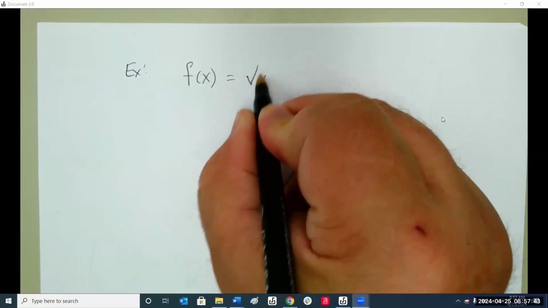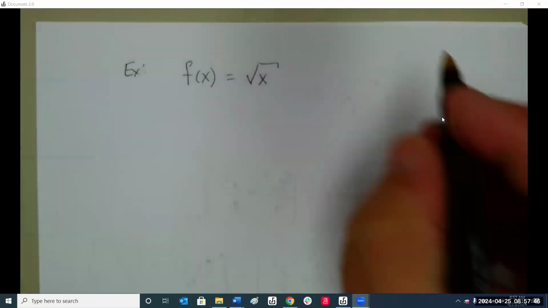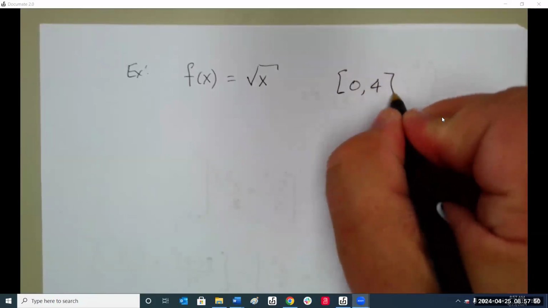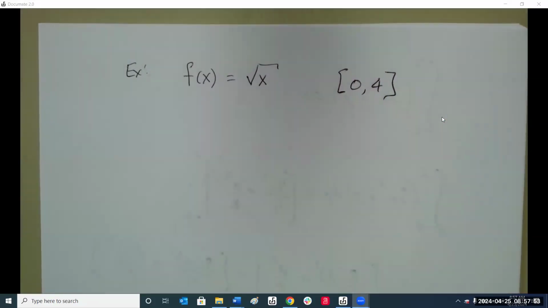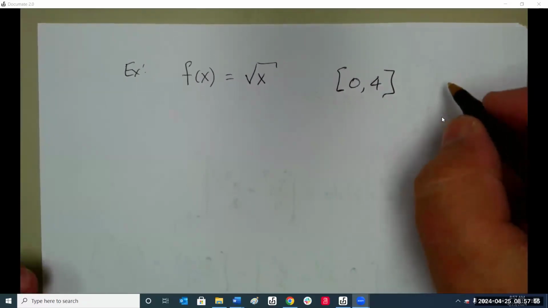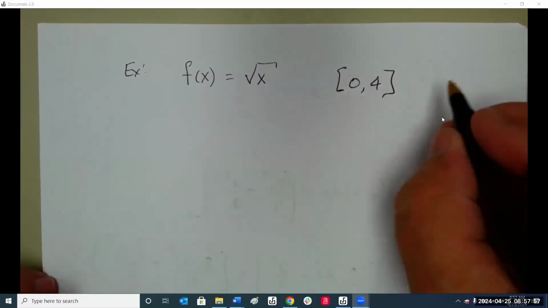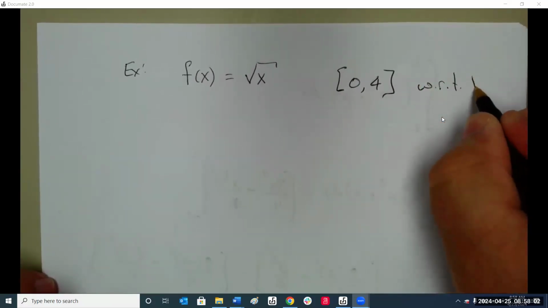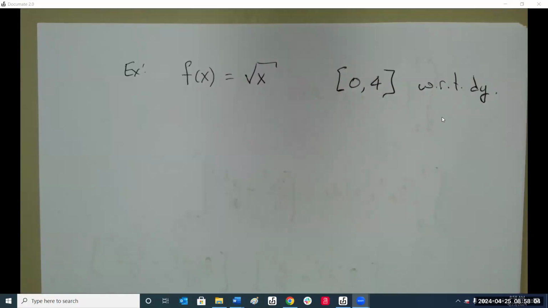Let's try square root of x on that domain, with respect to dy. What does that mean?